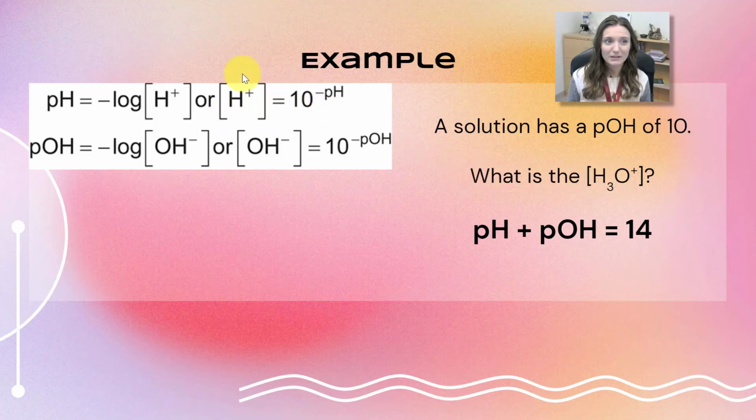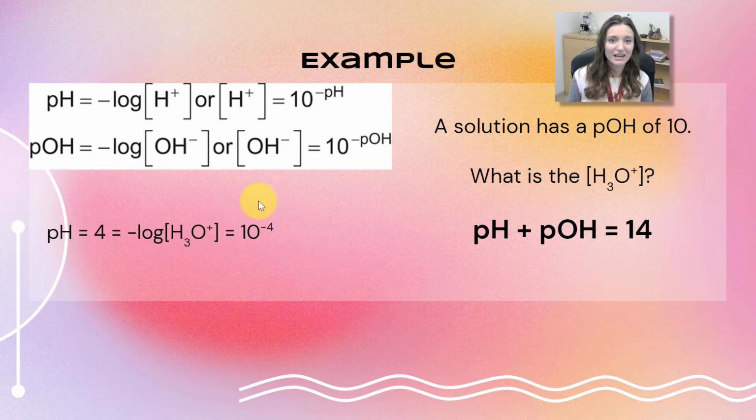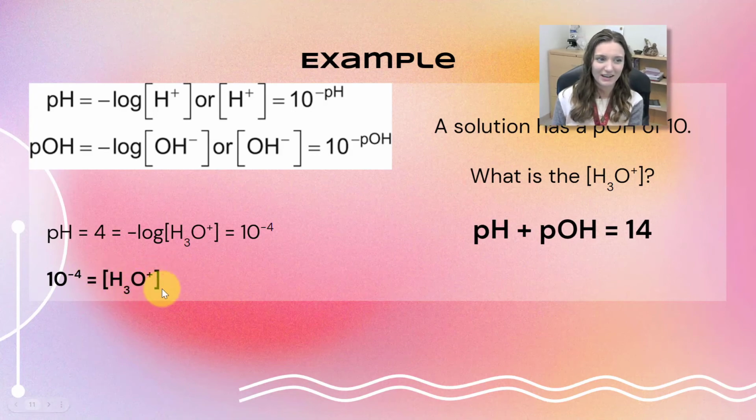This part of our equation right here: hydronium ion concentration equals 10 to the negative pH. So 10 to the negative 4. pH equals 4. Negative log of H3O+ is equal to 10 to the negative 4. So there's the hydronium ion concentration right here, 10 to the negative 4. Again, this is our concentration, so this would be in molar. I didn't put it, but I should. The units would be molar, but that's indicated by these brackets.